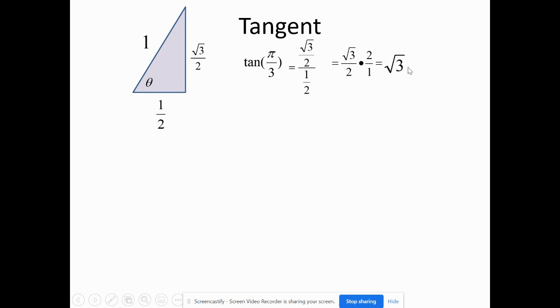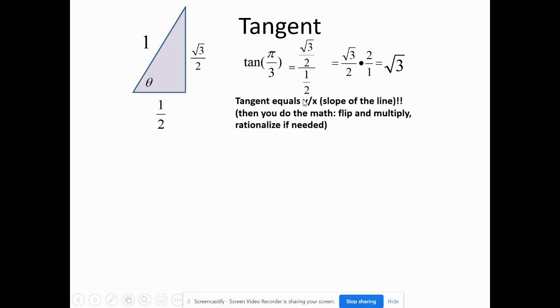But annoying to have to draw the triangle each time, right? Tangent is y over x. This was the y value at pi over 3, and this was the x value at pi over 3. So tangent is also the slope of the line, which we'll talk about more later.